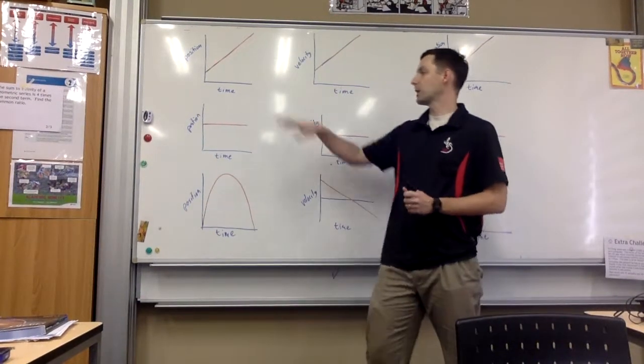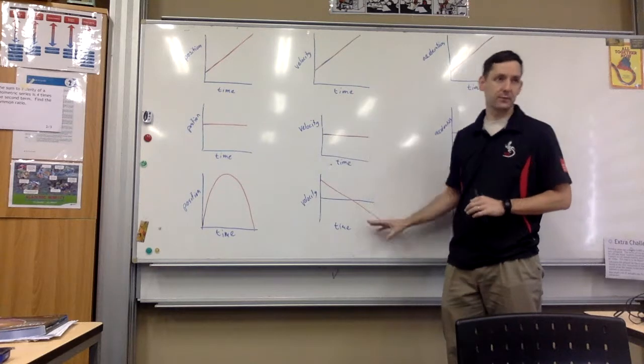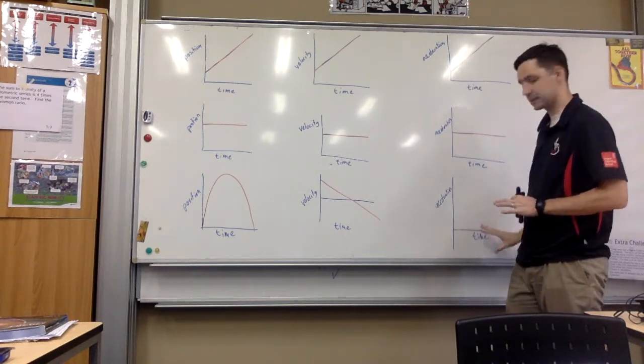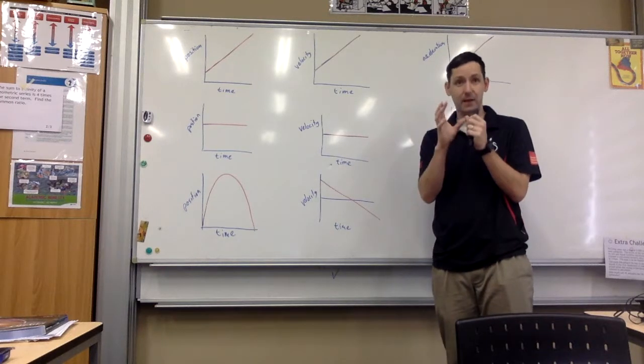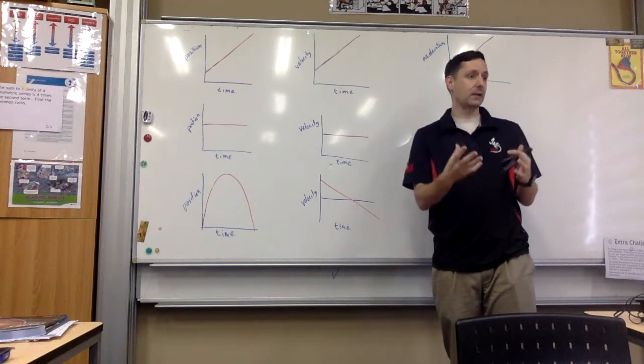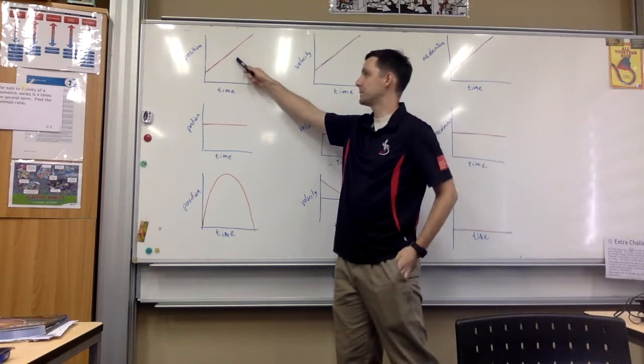So we're going to talk first about position versus time. And then we'll talk about velocity versus time, and then we will talk about acceleration versus time. And basically, we want to look at each one of these and see if we can really dig out of it and figure out what exactly that graph is trying to tell us. Okay.